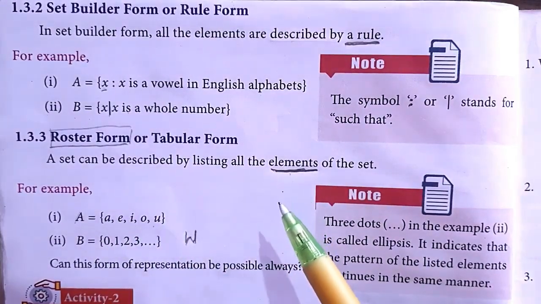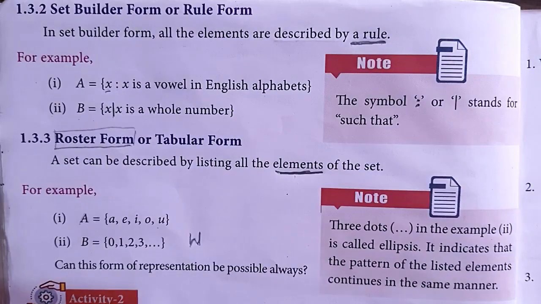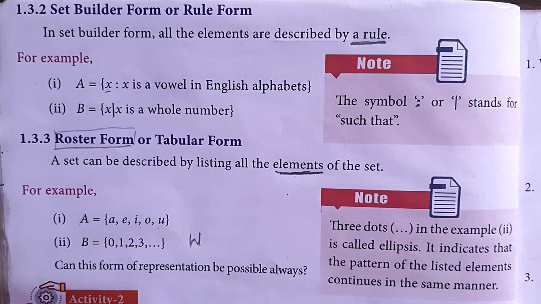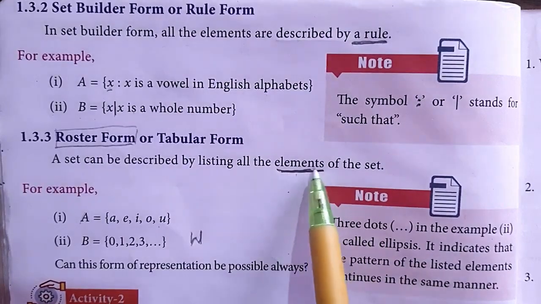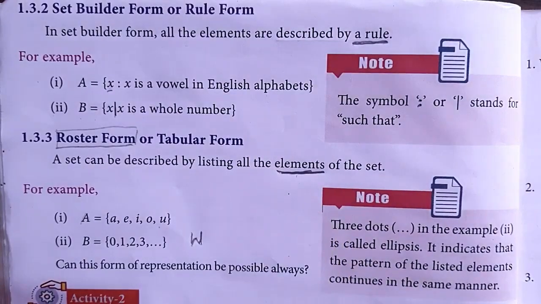Okay, shall we recall what we learned? Three types. First one is descriptive form. In descriptive form we will use only words. Next one is rule form, otherwise set builder form. We will use the x such that symbol. There will be some rule, but in roster form or tabular form we will use only the elements. Okay, you have to know.